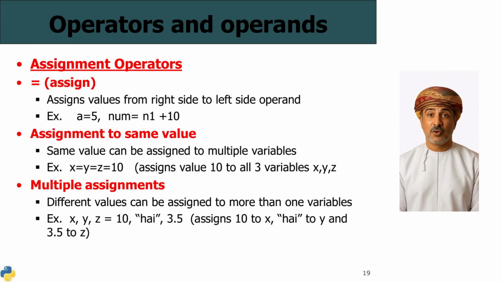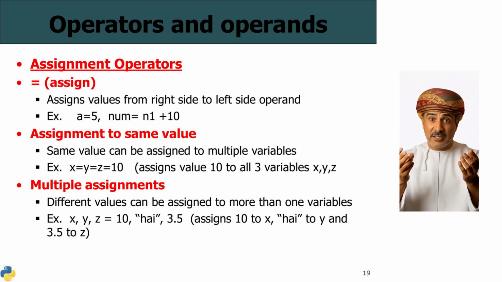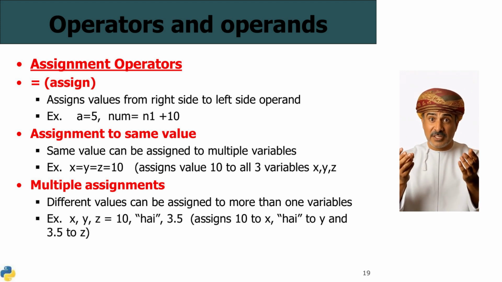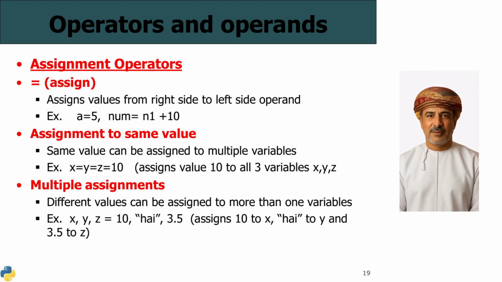Assignment operators are crucial in programming. The equals operator assigns values from the right to the left operand, like a = 5. You can assign the same value to multiple variables, such as x = y = z = 10. Multiple assignments allow different values to be assigned simultaneously. For example, x, y, z = 10, 'hi', 3.5.